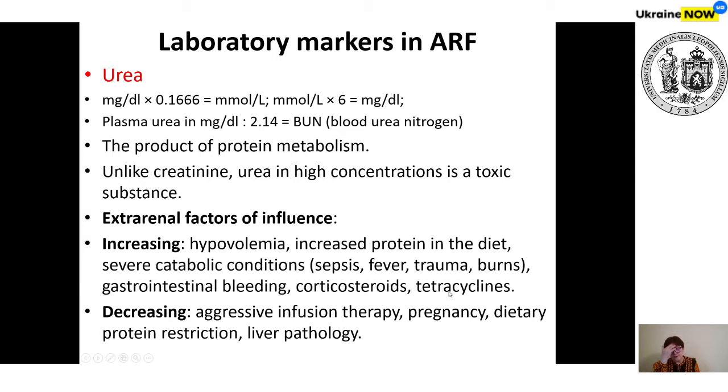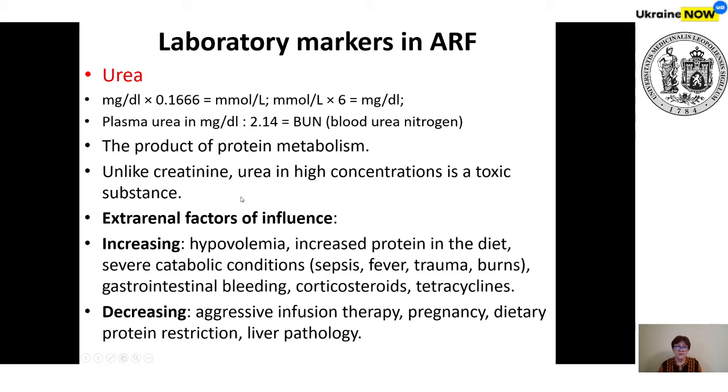The next marker is urea. Our laboratory gives it in millimole per liter, European laboratories in milligram per deciliter, and there is a conversion rate. In some cases, we use blood urea nitrogen. It's calculated according to this formula: plasma urea in milligram per deciliter divided by 2.14. Urea is a product of protein metabolism. Unlike creatinine, urea in high concentrations is a toxic substance.